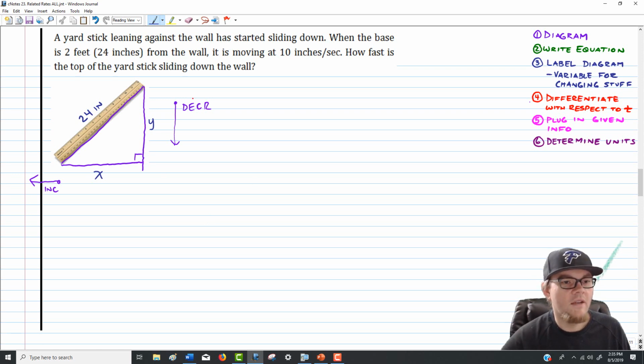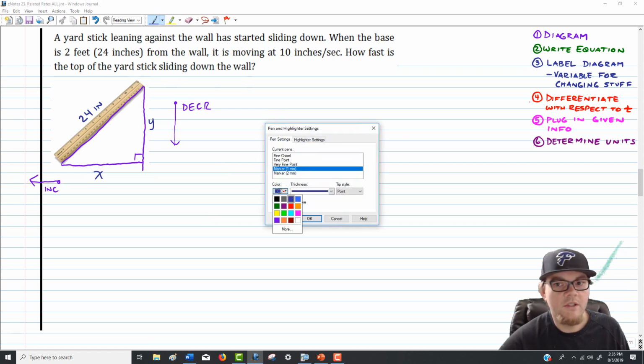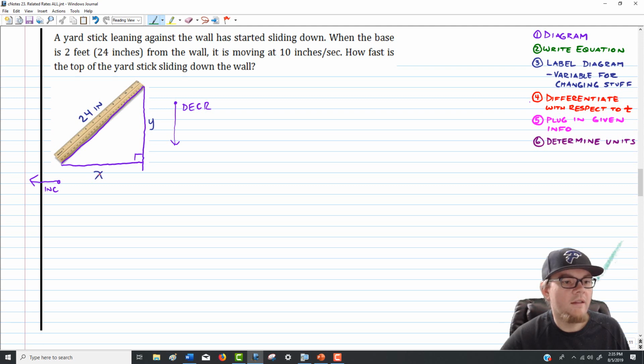So in this case, given that information, we now want to write our equation, having labeled this with as much information as we knew. So in writing our equation, we want to relate the side lengths of the right triangle to the hypotenuse, or the length of the yardstick. Well, we know a relationship that relates sides of a right triangle together. We know a squared plus b squared equals c squared.